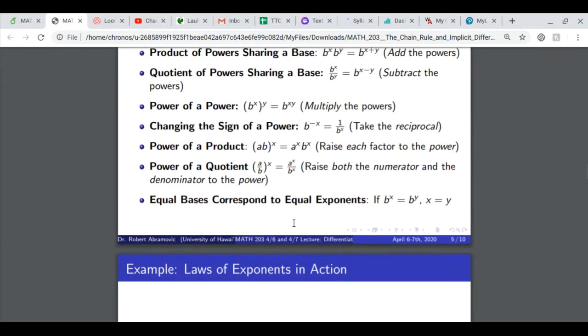Another important property of exponents, used especially for equations that involve exponents, is that equal bases correspond to equal exponents. If b raised to a power is equal to b raised to another power, then those exponents have to be the same. This will be particularly important. You'll see equations that can be reduced to b to the x is equal to b to the y, or b to a constant is equal to b to some function of x. You equate that function of x to that constant, and you can solve for x just using algebra.